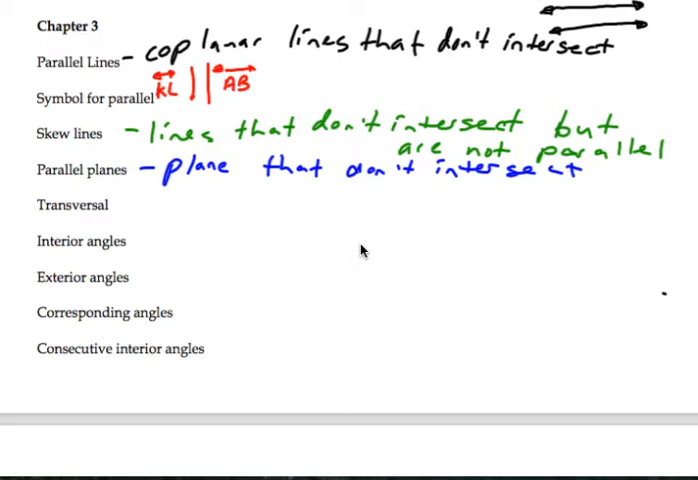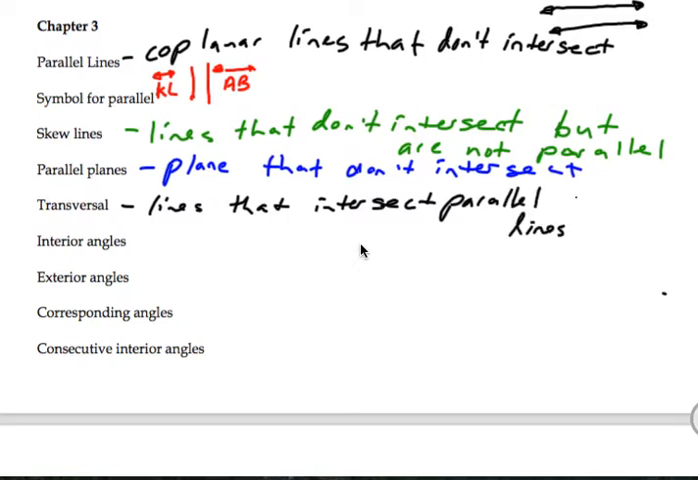Transversal: lines that intersect the parallel lines. So I would say if I had two lines here in black that are parallel here, the transversal would be this one in red. This is the transversal. Okay. Now from there we have interior angles.